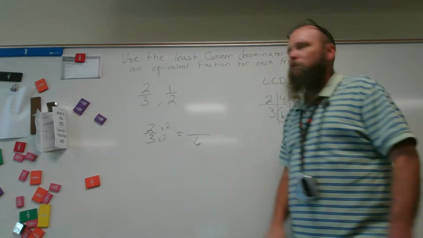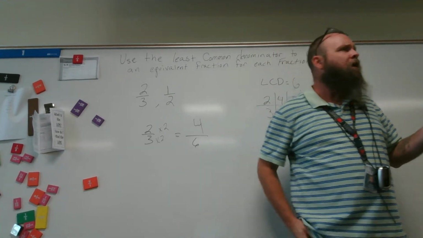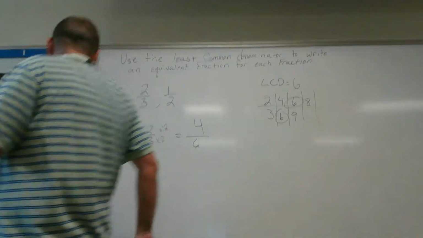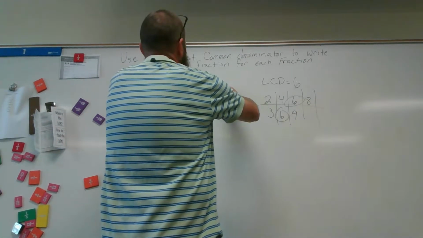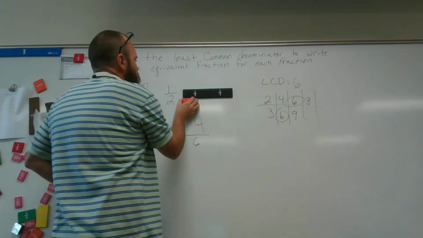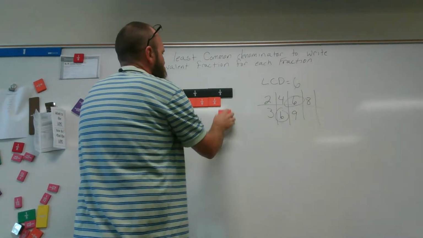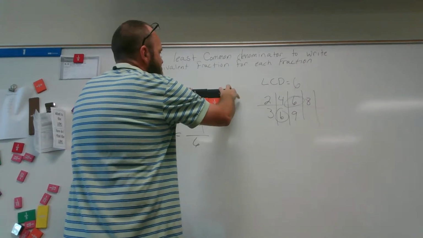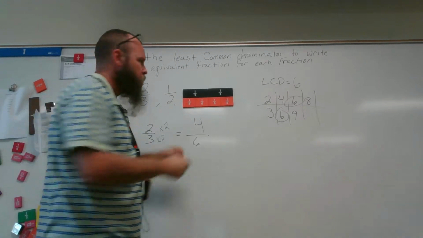So Ricky, what goes here? 4. So now, just to prove it visually, I have 2/3, and I am saying that 2/3 equals 4/6. 6 are orange. 1, 2, 3, 4. Boom! Shakalaka, that's correct!